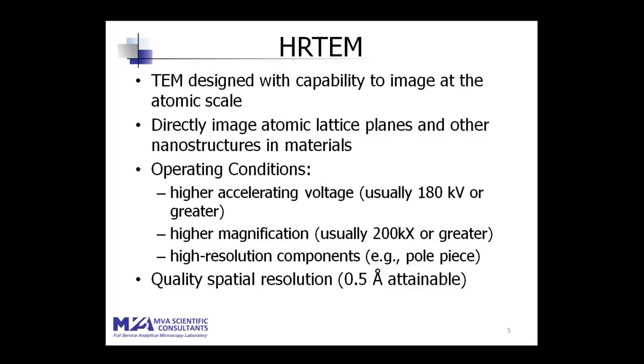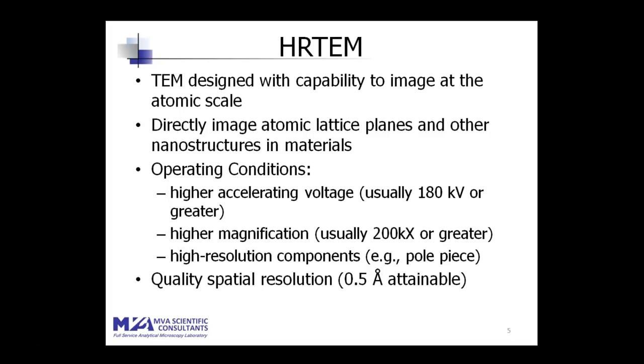Normally, we're operating at a higher accelerating voltage, usually 180 kV or greater. And this is important because with a higher accelerating voltage, we're working with a denser electron beam, and when we have more electrons, we're able to produce more data, and in this case, it's usually a higher resolution. This possibly goes without saying, but higher magnification is required to image at the atomic scale. Without the higher mag, we couldn't image the atoms no matter what.